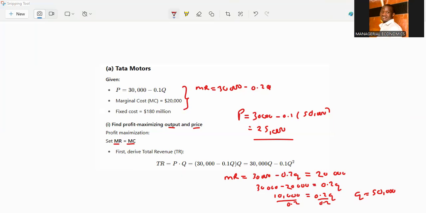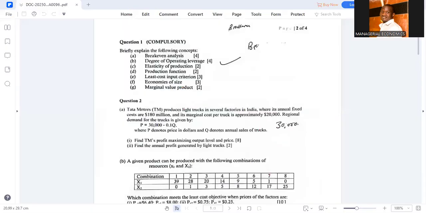So what's the next part of the question asking us to find? The annual profit generated by the trucks. So how do we find the annual profit generated by the trucks? We know that profit is total revenue minus total cost.